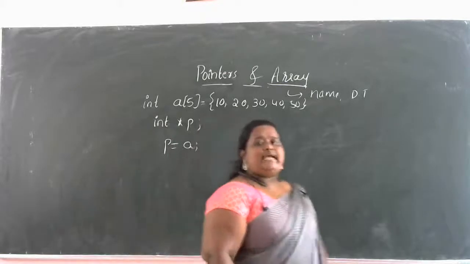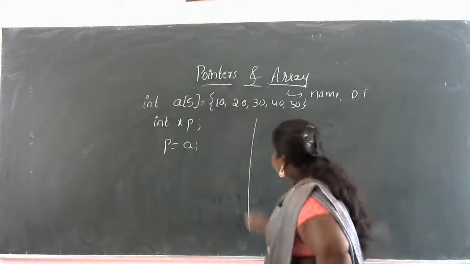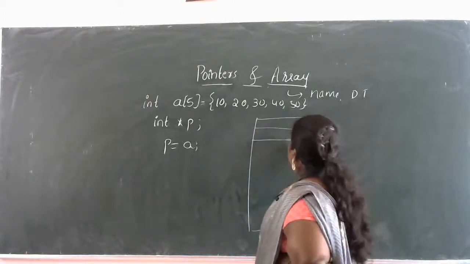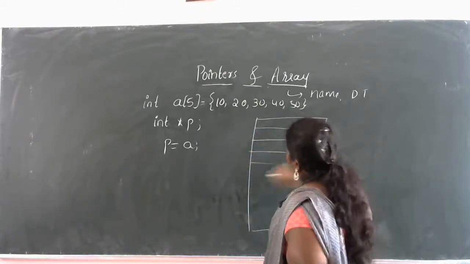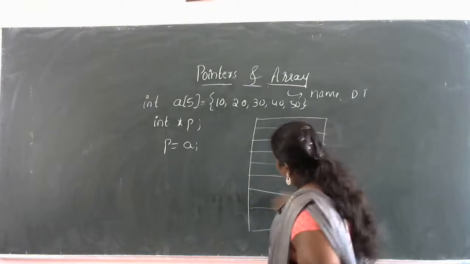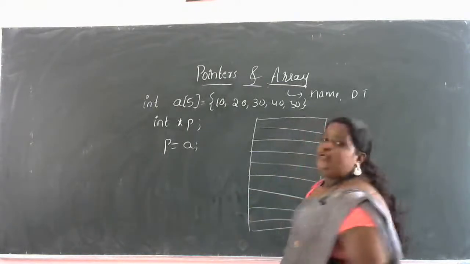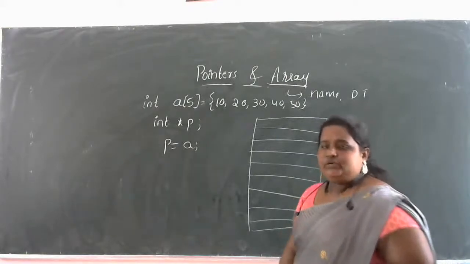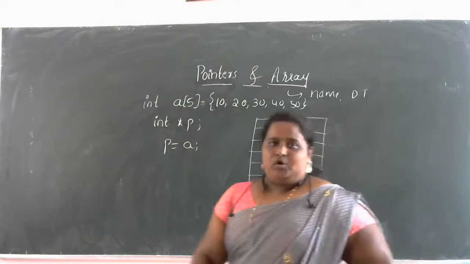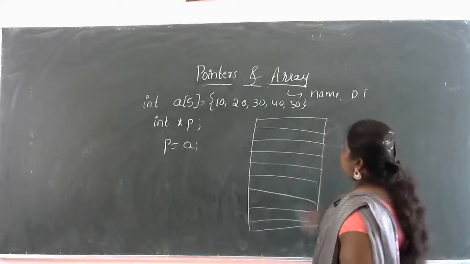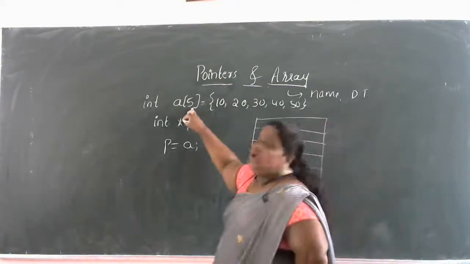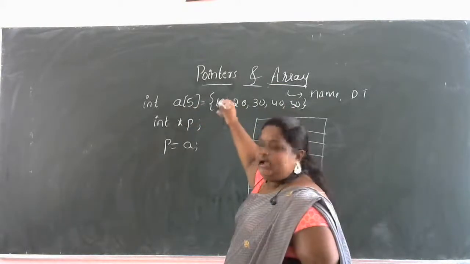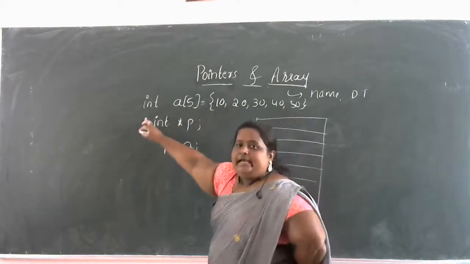How is the memory allocated now? Consider this as your computer memory, and computer memory is divided into n number of continuous blocks. And here the array has 5 elements, that is 10, 20, 30, 40, 50, right? And the array is of type integer.